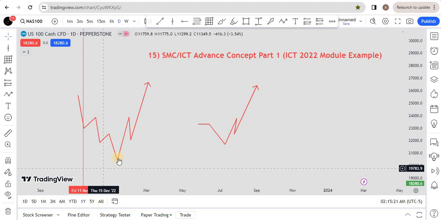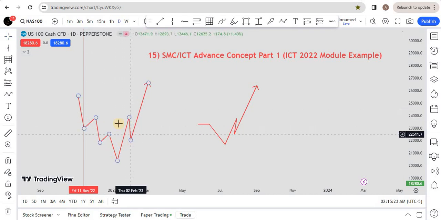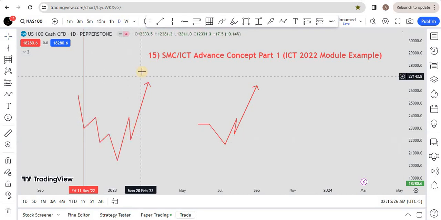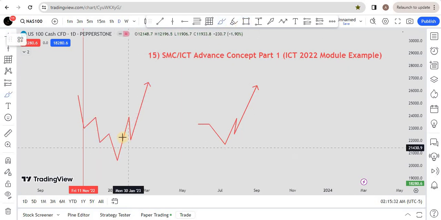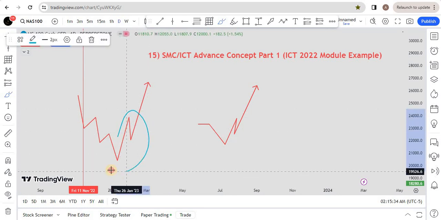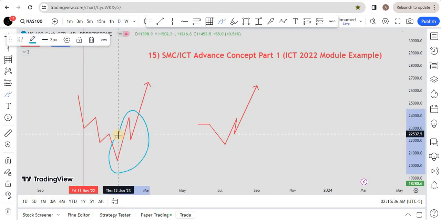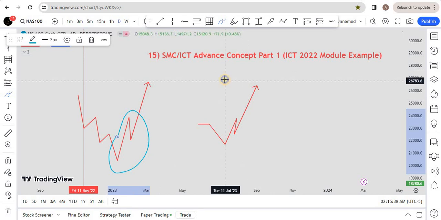So price taps on, and you will see the change in state of delivery, fair value gap and then the move. I am telling you again and again, this scenario should happen in your kill zone hours. Remember, the price is run by an algorithm. It does not run at any time, it runs on time.